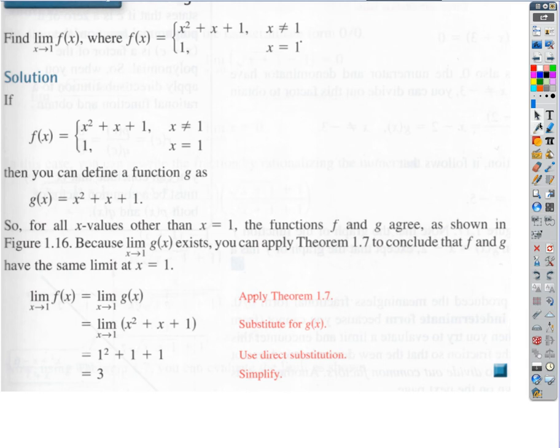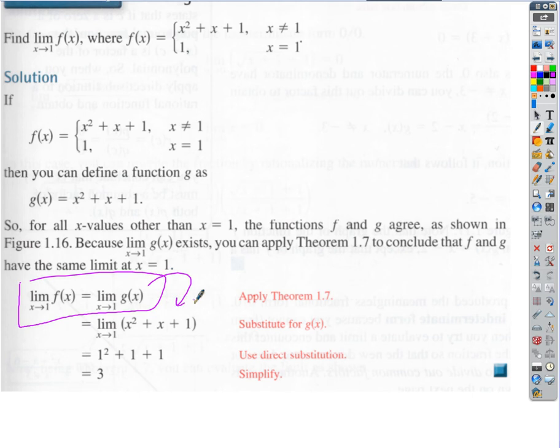This is really important. This may not seem like much, but this is the most important line on the whole page, right there. Because the limit of f of x as x approaches 1 equals the limit of g of x as x approaches 1. Let's just deal with g.